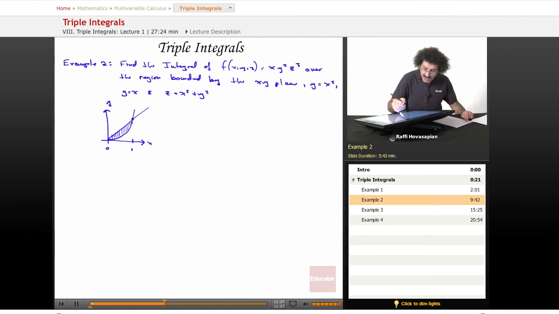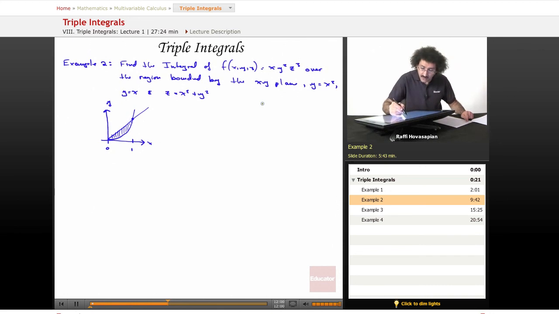So, we take the xy plane, y equals x squared, y equals x. The xy plane means that the z value is going to be 0, and then the upper value of z is going to be x squared plus y squared. So we're going to integrate along x from 0 to 1. We're going to integrate along y from x squared to x, and then we're going to integrate up z from 0 to x squared plus y squared.